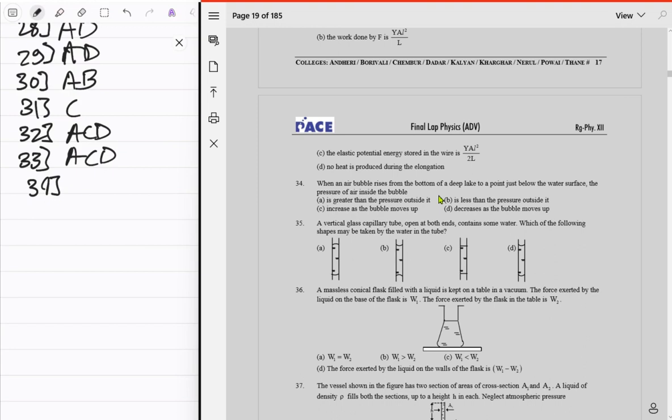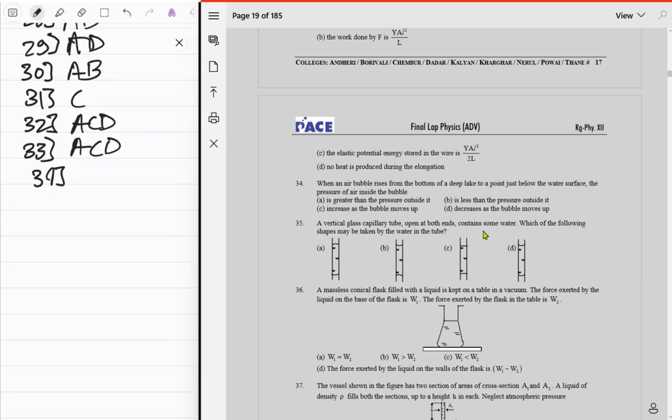I mean, yeah, well, it is greater than the pressure outside it. That's pretty obvious. हाँ, ये जो चीज़ है ना, decreases as the bubble moves up, increases as the bubble moves up, is less than the pressure outside. ये जो चीज़ है, this is the complicated stuff, right? But fine, we'll show the whole process.